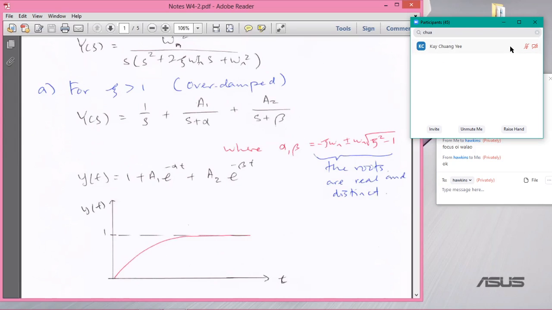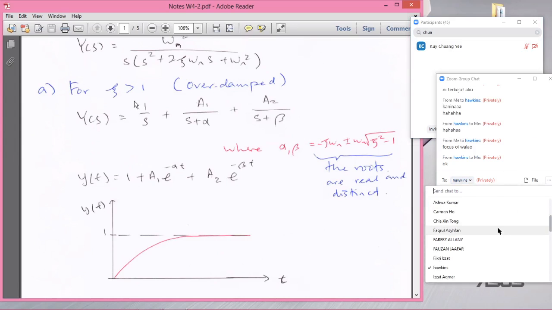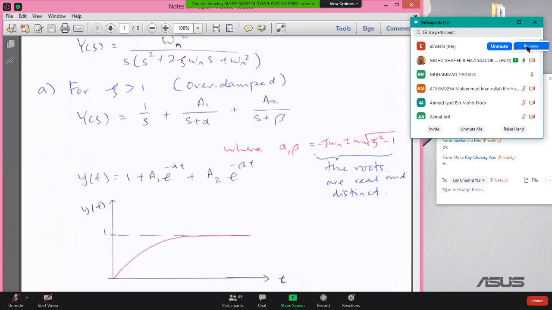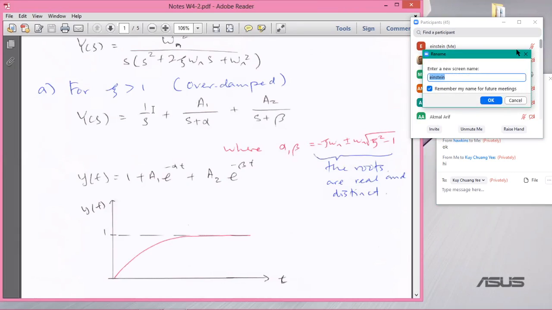There are 2 other cases. Another case is when zeta is less than 1. When zeta is less than 1, then the roots now become complex roots. You can no longer do this simple partial fraction, but we have talked about that. The solution is given in our previous class. So now we are going to look at when zeta is less than 1.